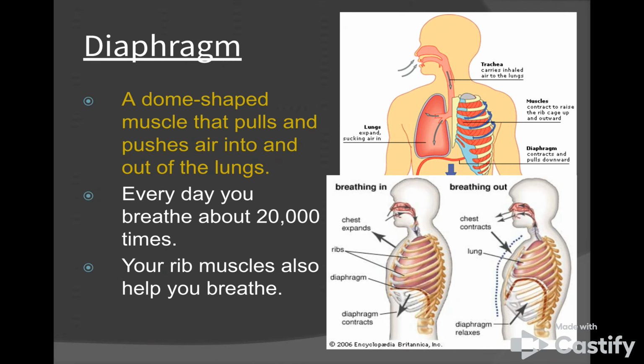Every day you breathe about 20,000 times, and your rib muscles also help you breathe. So in between each one of your rib muscles, you have intercostal muscles. And if you ever get a side ache or a cramp, that's because those rib muscles in between are kind of cramping up a little bit. And so stretching out will help. But your rib muscles also, when you breathe, tighten up and constrict, and they help move your ribs up and away from your lungs to get even more room into your lungs so you can breathe.